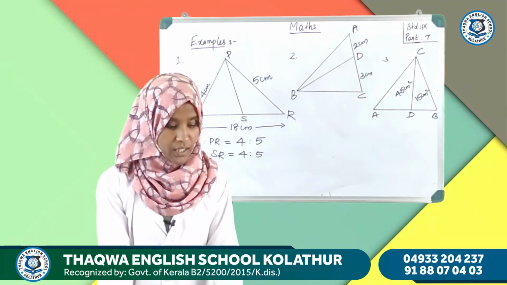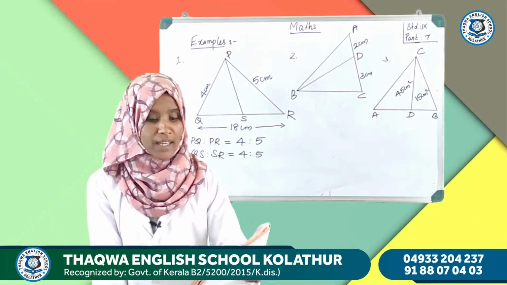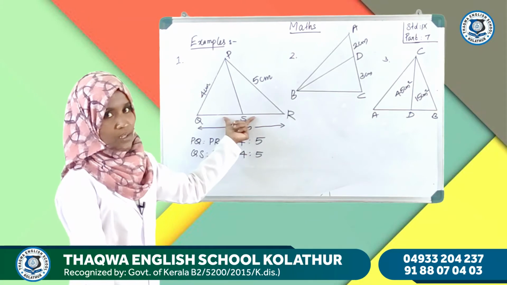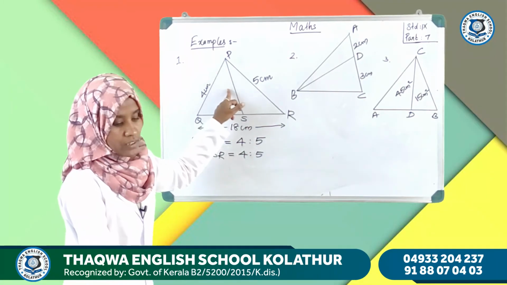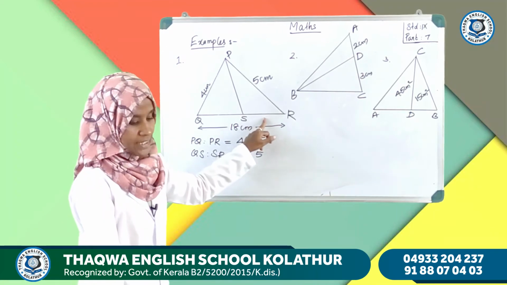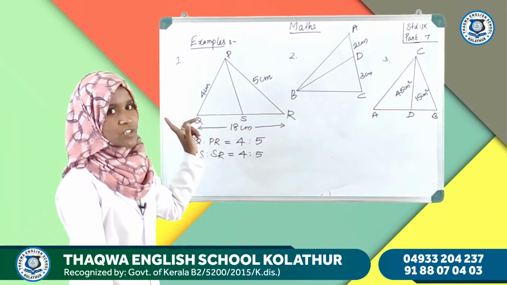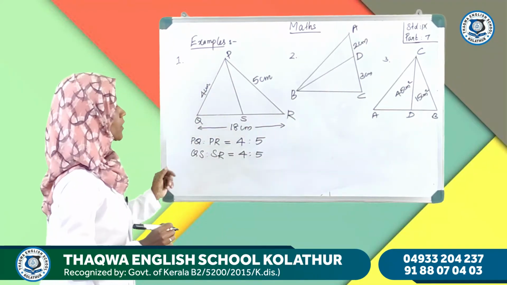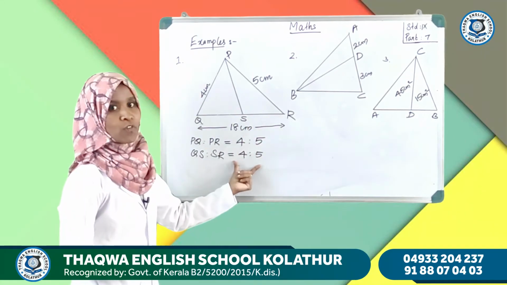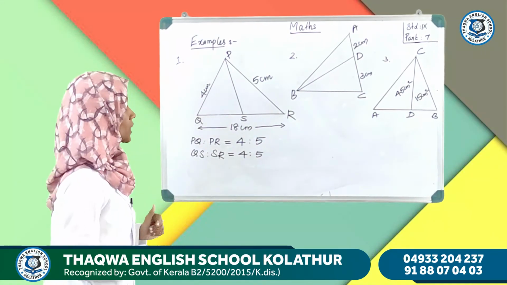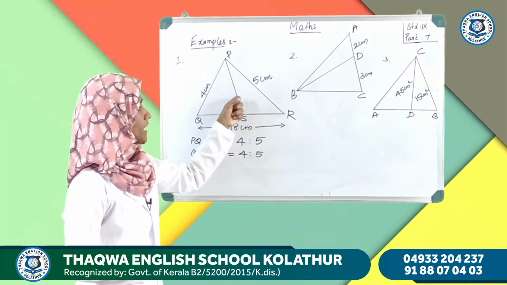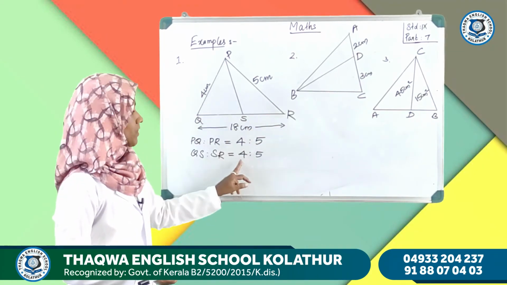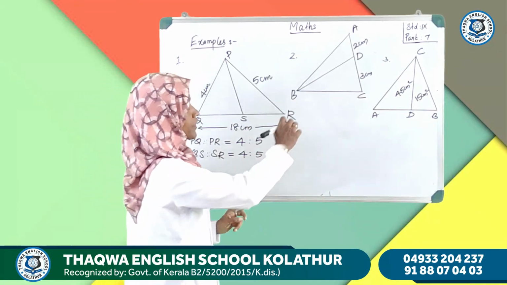Why? In any triangle, the bisector of an angle divides the opposite side in the ratio of the sides of the triangle. So PQ is to PR is 4 is to 5 and also QS is to SR is 4 is to 5. And also the ratio of the areas of these two triangles is also 4 is to 5. Then our second example.